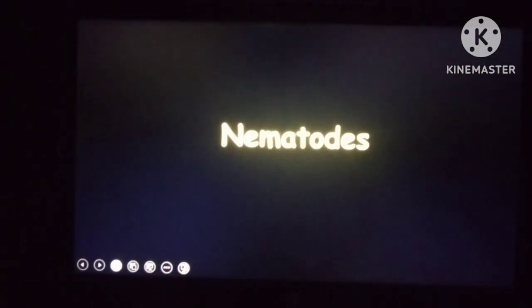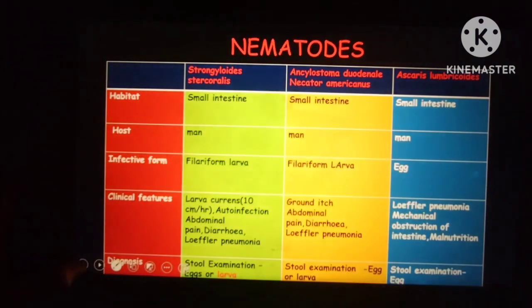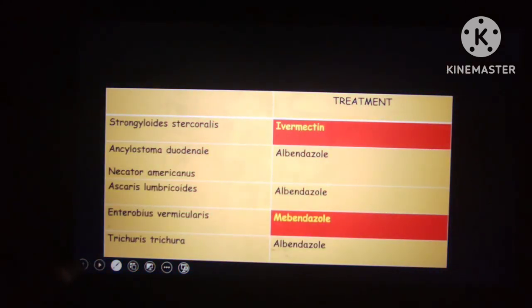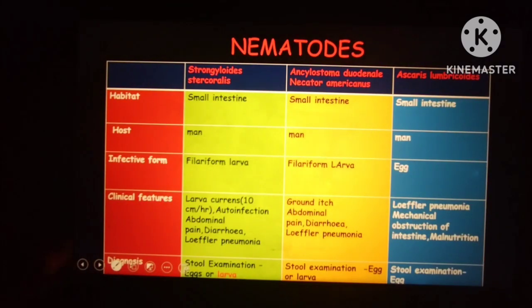Next we'll be dealing with nematodes. You want to remember the five intestinal nematodes. Among that, three will be residing in the small intestine: Strongyloides, Ancylostoma, Necator, and Ascaris. The host is usually man.